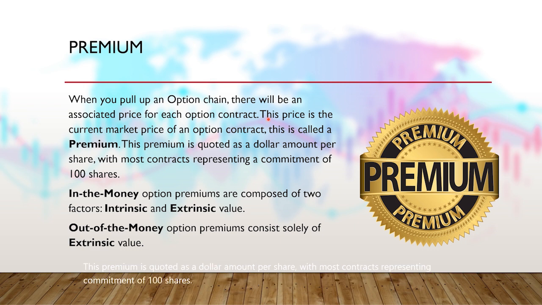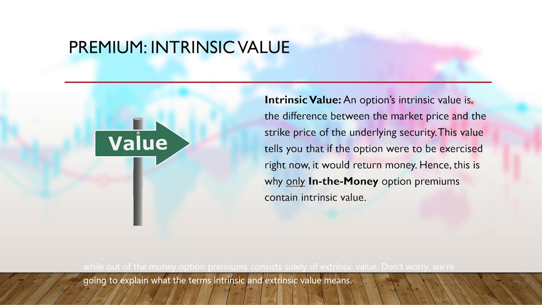In the money option premiums are composed of two things, intrinsic and extrinsic value, while out of the money option premiums consist solely of extrinsic value. Don't worry, we're going to explain what the terms intrinsic and extrinsic value mean. First up, let's go with intrinsic. I like being in the money.